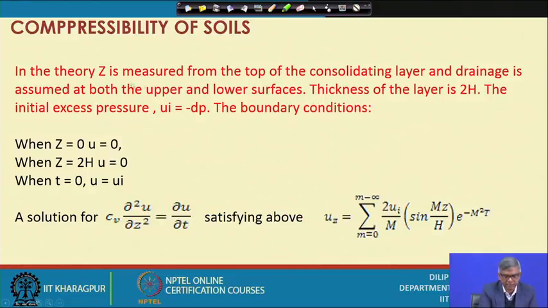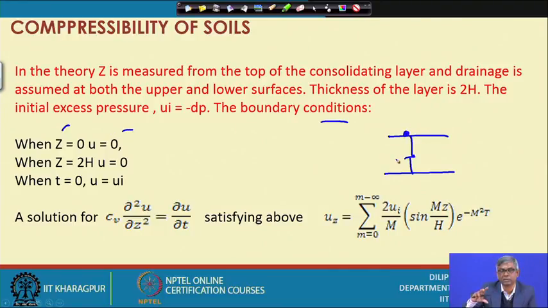So, in the theory z is measured from the top of the consolidating layer and drainage is assumed at both the upper and lower surface. Thickness of the layer is 2h, that means in the upward and downward direction this thickness is 2h, and the initial excess pressure ui equal to minus dP, and the boundary conditions are at z equal to 0, u equal to 0 at the surface.